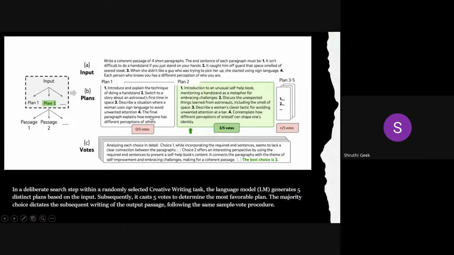Once the evaluation is done, it sees that this paragraph receives 0 votes, plan 3 has received 1, plan 5 has received 2, and plan 2 has received 3 votes. This is the maximum votes it has received. So previously we saw value evaluation; this is vote evaluation, where it votes which answer is the best, chooses it as the answer, and then goes down to the next thought to improve this further based on your input question.